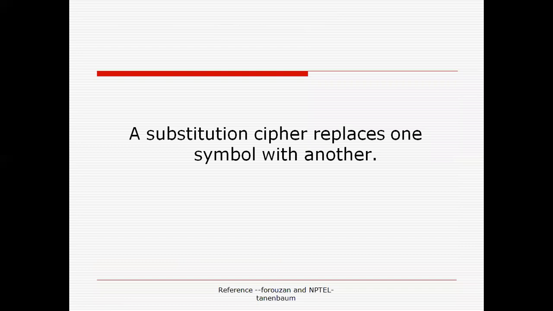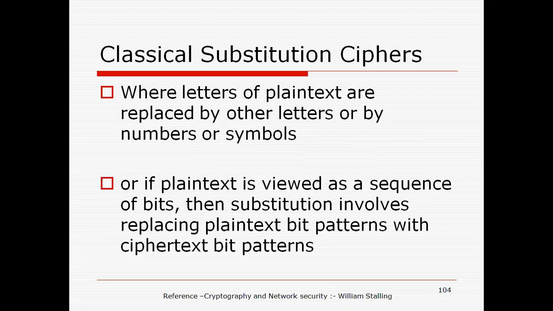The substitution cipher replaces one symbol with another symbol. For example, I have to send one plaintext message. Now each occurrence of A is always replaced by D. Then this is called monoalphabetic substitution. So we replace one character by another character. In the classical substitution technique, letters of the plain text are replaced by some other letters, or by some numbers, or by some symbols.